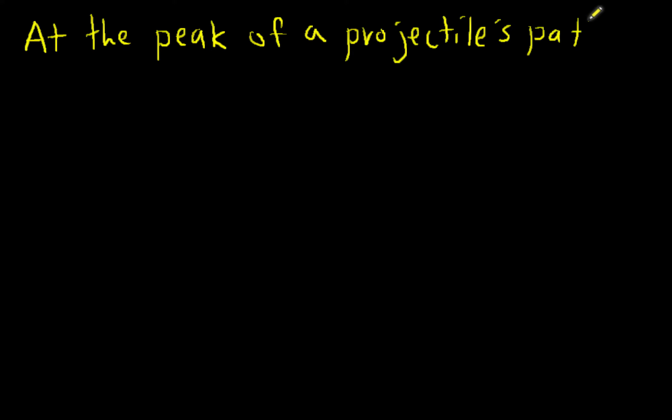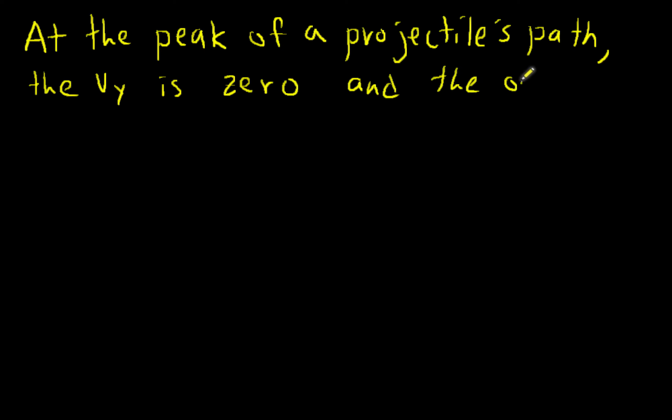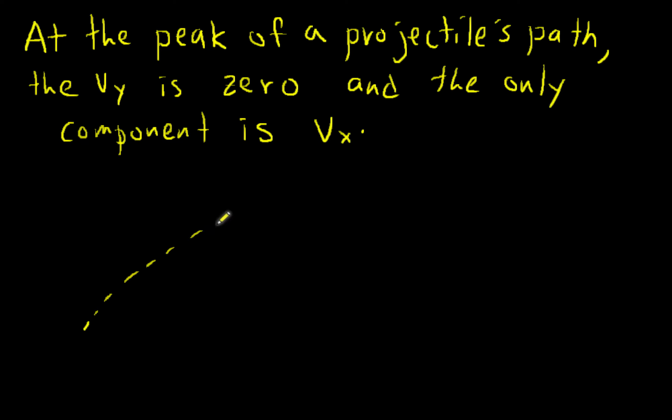At the peak of a projectile's path, it's the transition point between the projectile traveling in an upward direction and traveling back downwards. At the exact moment when it changes direction, the Vy is 0, and the only component is Vx. Vx remains constant because the projectile's x velocity is always constant, but the Vy has been reduced to 0.